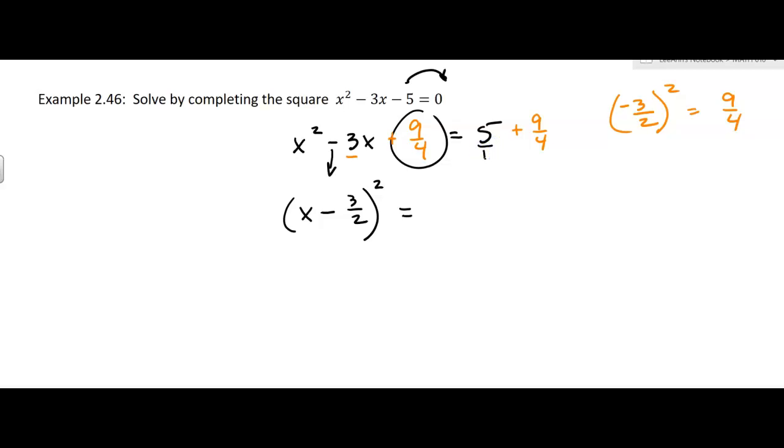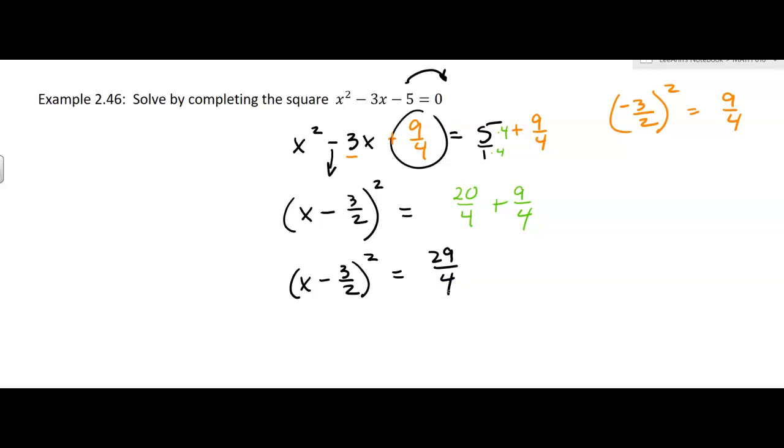Okay, equals. Now, what are you going to do over here? Well, you've got to get those combined somehow. They're 5/1, right? So multiply by 4. So you're going to have like 20/4 plus 9/4. Okay, so let me write that again. X minus 3/2 squared equals 29/4.